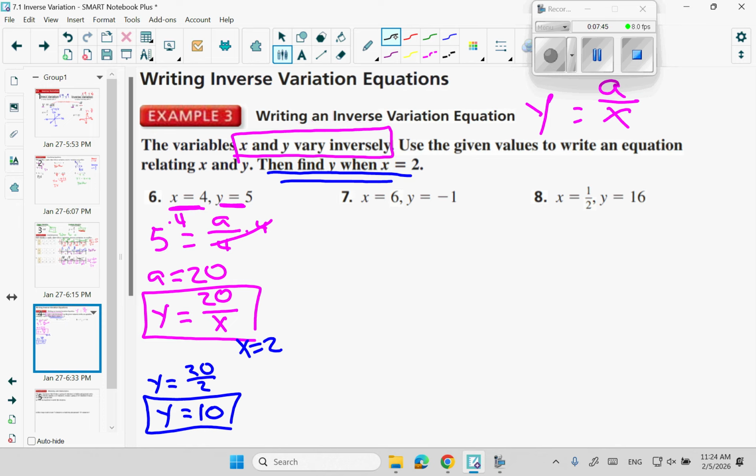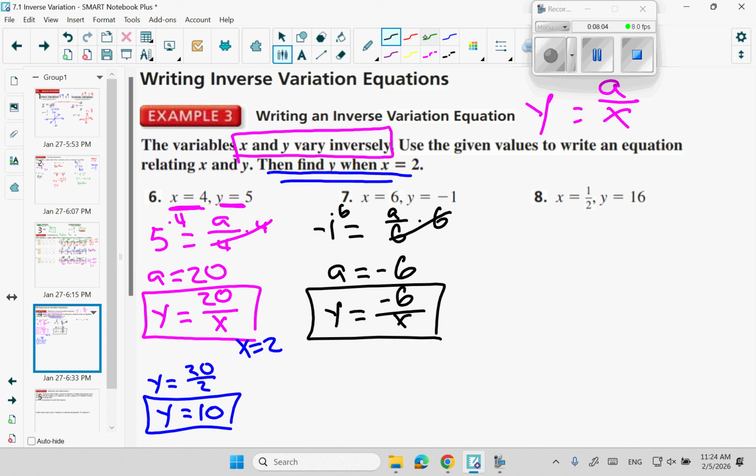Here, same idea. Let's plug in -1 and 6. So I'm going to get -1 equals a over 6. Multiply both sides by 6. We get a is -6. Therefore, y equals -6 over x. We can then plug in 2 for x. So y equals -6 divided by 2. Y equals -3.